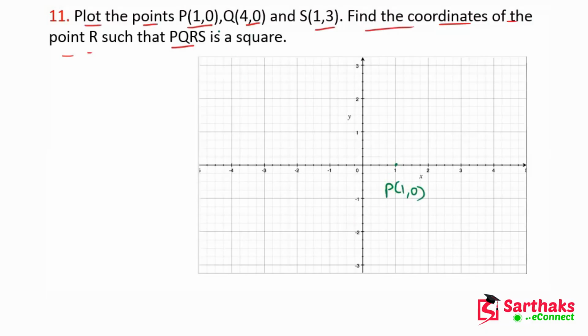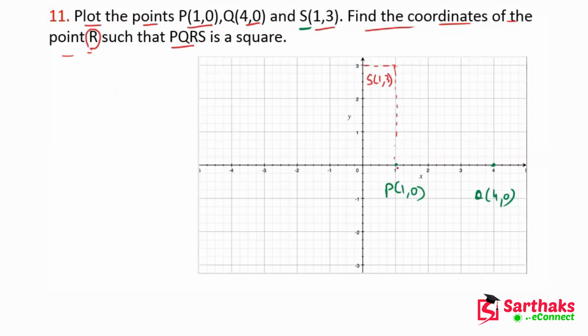Now we plot point Q. Point Q is (4, 0), and because the y coordinate is 0, this point lies on the x-axis. And we have the S point, which is (1, 3), meaning the x coordinate is 1 and the y coordinate is 3, so the point lies here. Now we have to find the R point such that PQRS is a square.